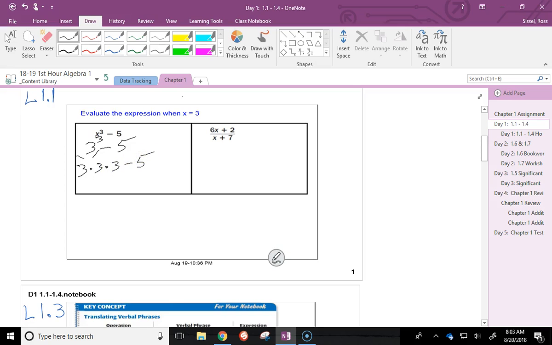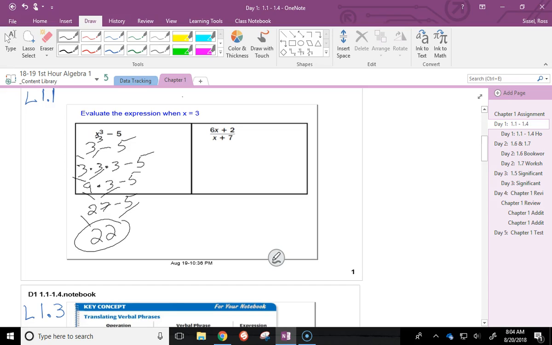Now, honestly, if you were doing this, you could just say, what is 3 cubed? I'm going to just break it down for you still. 3 times 3 is 9. So I rewrite it all. 9 times 3 is 27. And 27 minus 5 is 22. And that's our answer. That's the amount of work I like to show. I show every single step so I know what I did right or wrong.